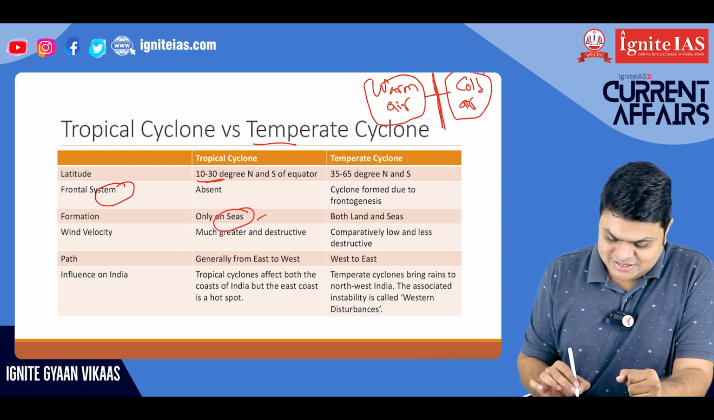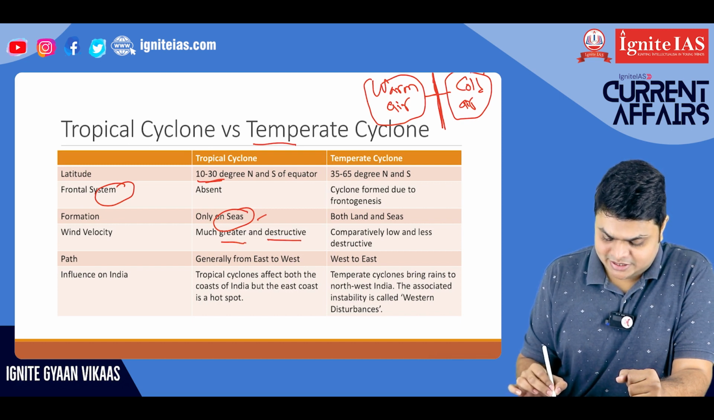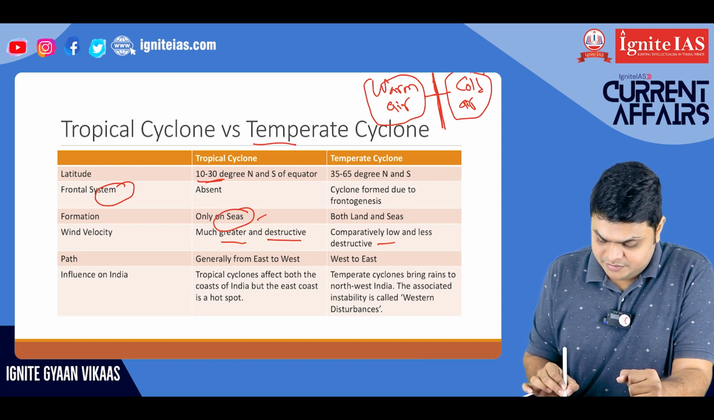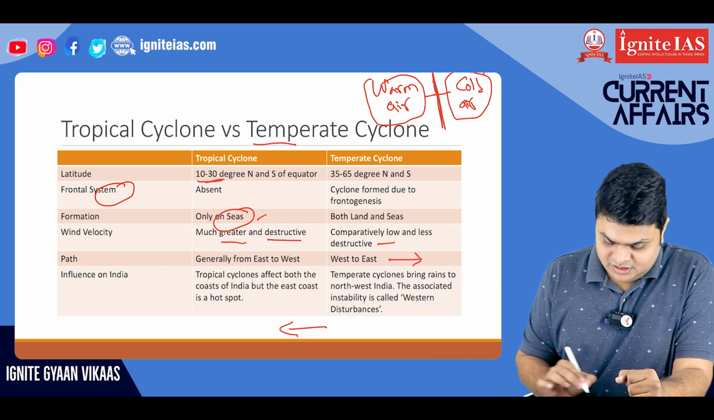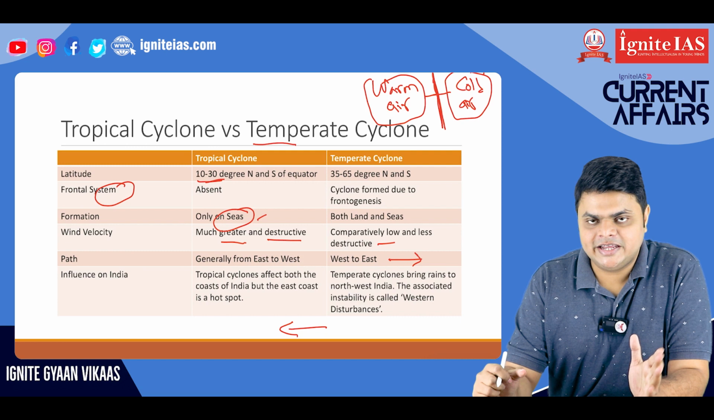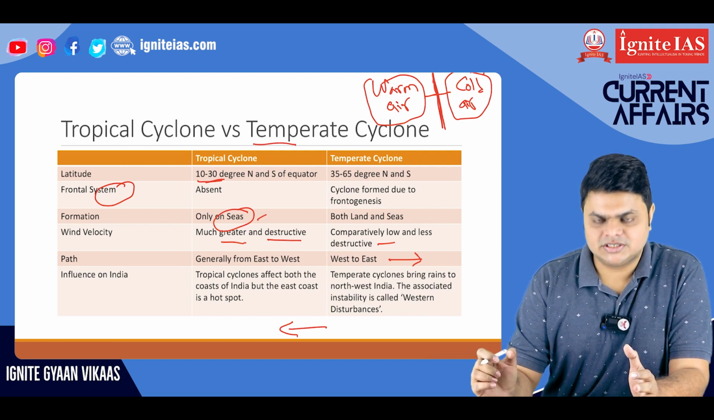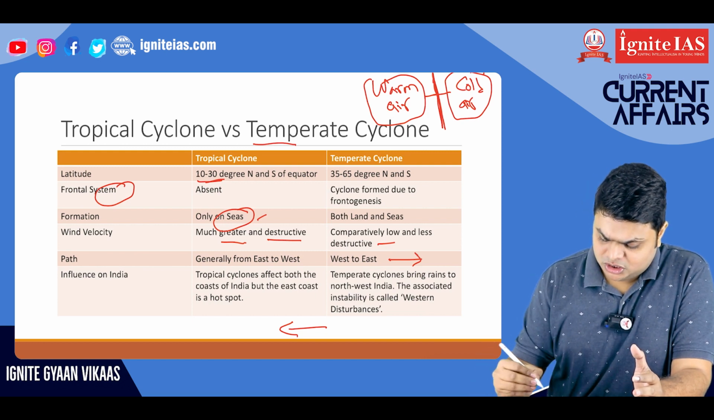Now, tropical cyclones are much greater and more destructive, but temperate cyclones are comparatively less destructive. Now, we have seen that tropical cyclones generally move from east to west, but temperate cyclones move from west to east. Now, in India, we see that tropical cyclones affect both coasts. Even on the Arabian Sea we have cyclones, even on the Bay of Bengal, but majorly it occurs on the Bay of Bengal coast. And temperate cyclones bring rains to the northwest of India.